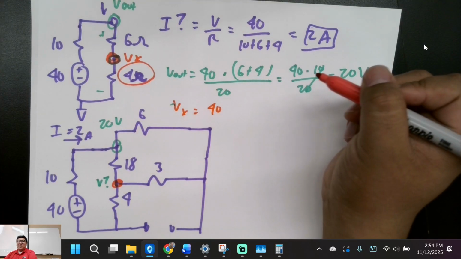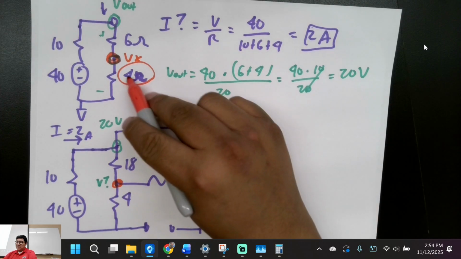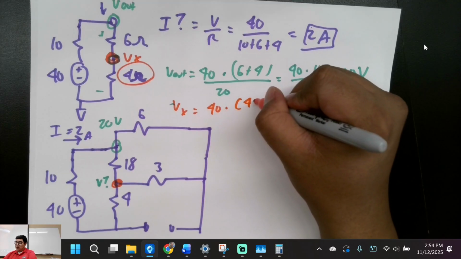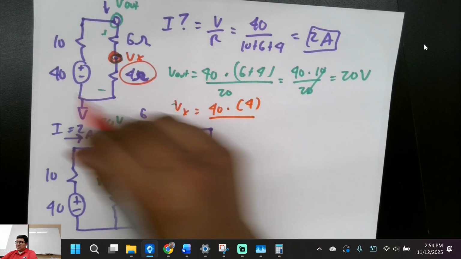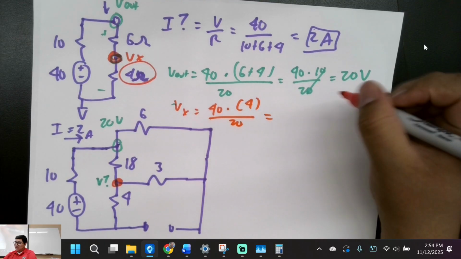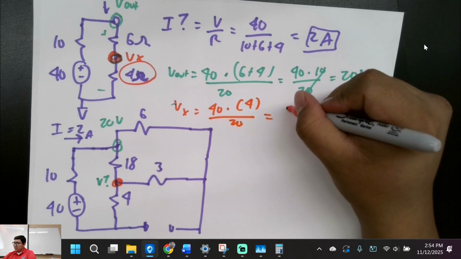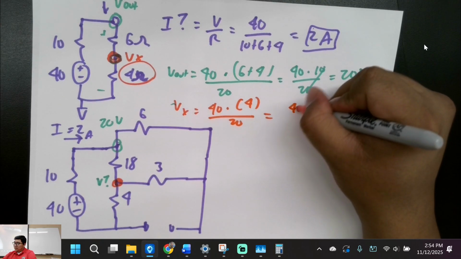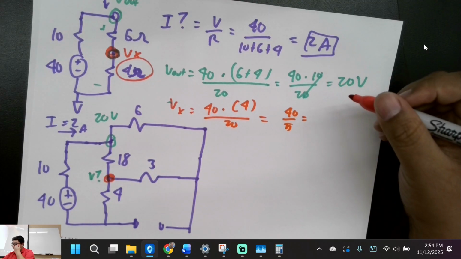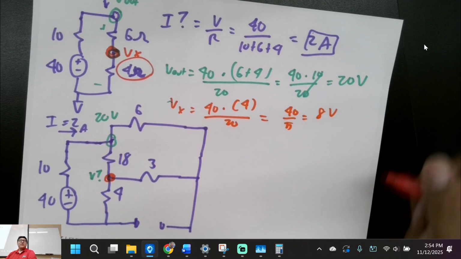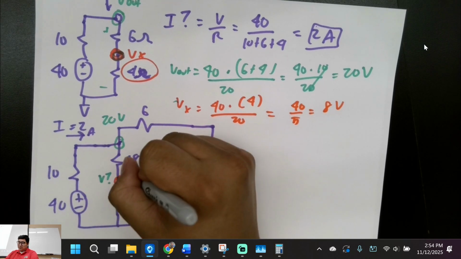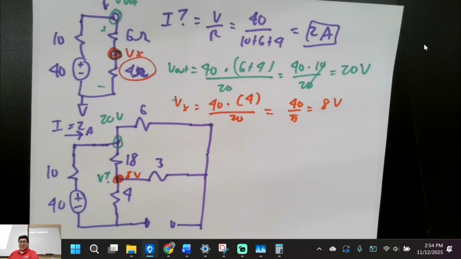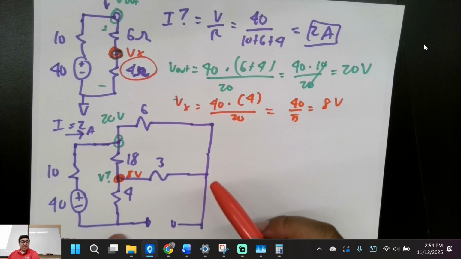40, our input voltage, times what's our voltage drop? What's the resistor we're dropping? 4, over the total resistance, 20. So that's going to be, let's see, well, 4 and 20 give you 40 divided by 5, which is giving you 8 volts. Is that good? So our voltage here is 8. Is that making sense?